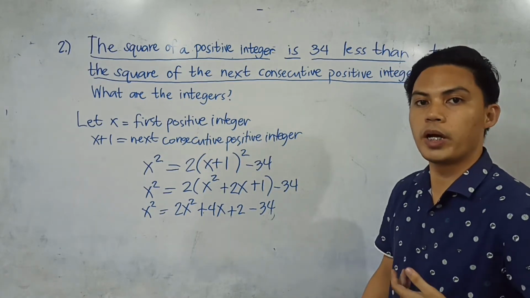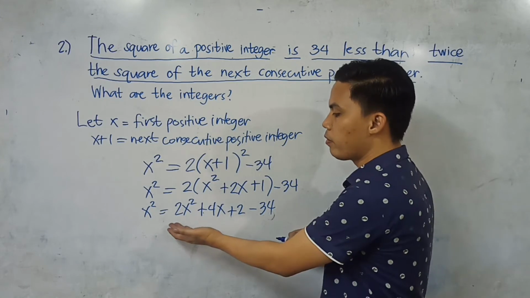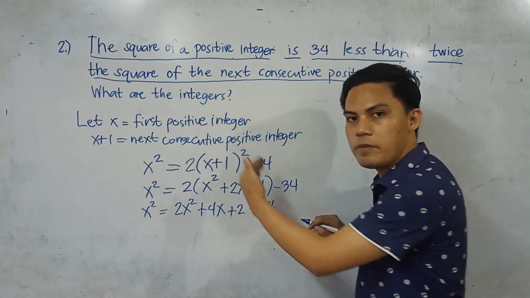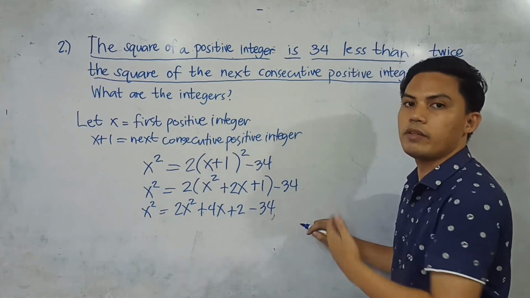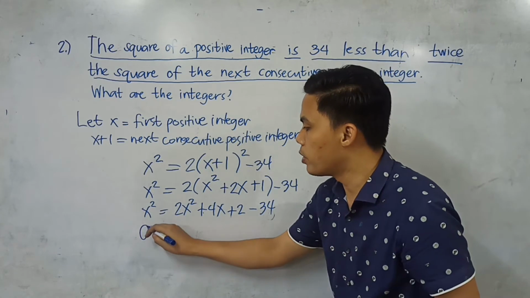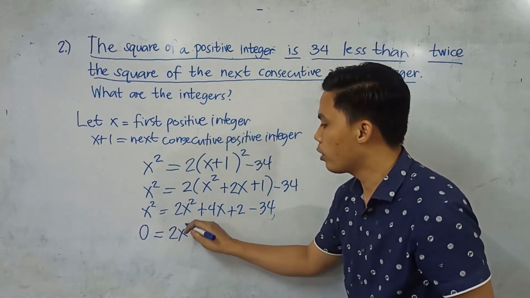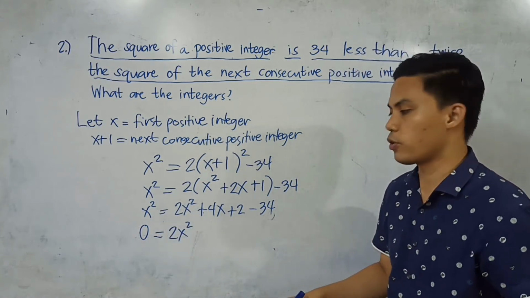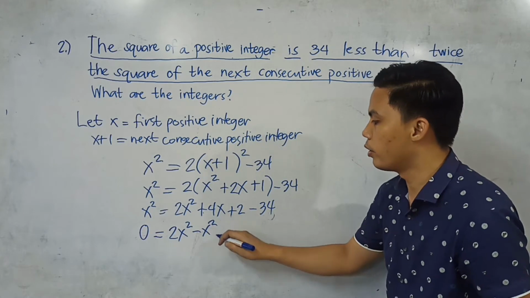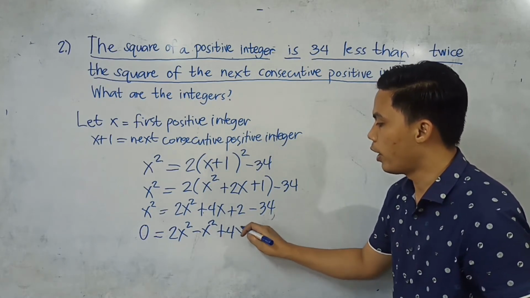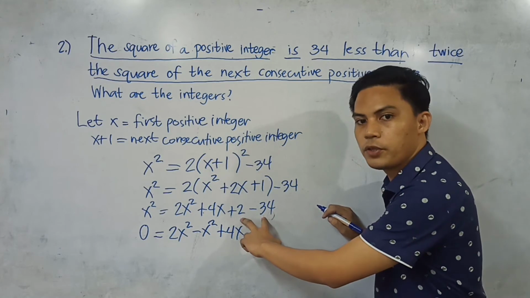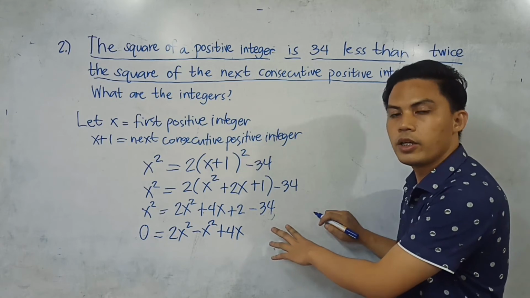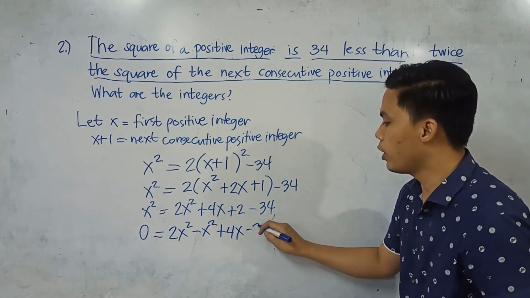Okay, next we're going to combine similar terms. So since mas marami yung expression natin sa right side, pwede na sa x squared na lang yung ililipat or itatranspose natin sa right side ng equation. So ang matitira dito would be 0. That would be 2x squared. So si x squared, malilipat sa right side, magiging negative x squared. So minus x squared. Then copy the rest, you have plus 4x. Ang 2 at saka negative 34 naman, pwede nating masimplify. So 2 minus 34, you will have what? You will have negative 32.